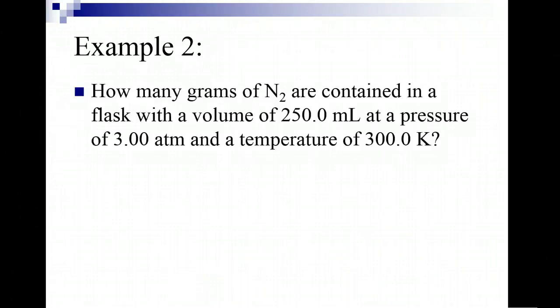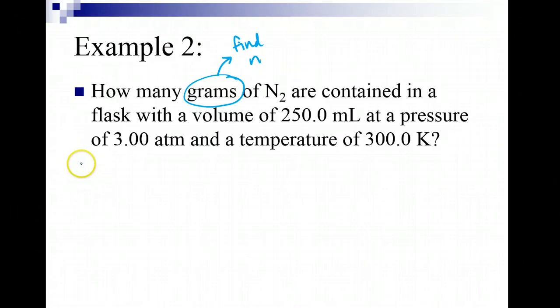Example 2. How many grams of N2 are contained in a flask with a volume of 250 milliliters at a pressure of 3 atmospheres and a temperature of 300 Kelvin? Now, one thing I want you to notice right away about this problem is that it asks us to find grams. And there isn't a mass variable in PV = nRT, so what our plan is going to be is we're going to have to find n moles first and then convert that to grams when we're done.